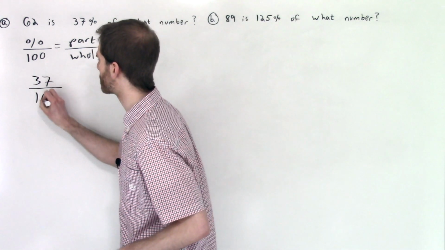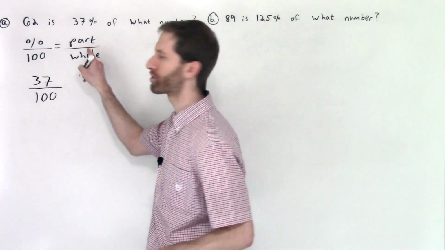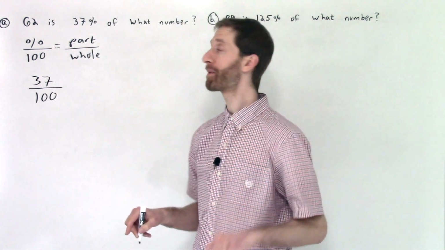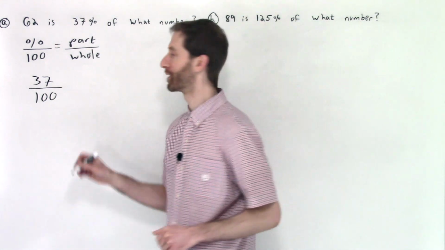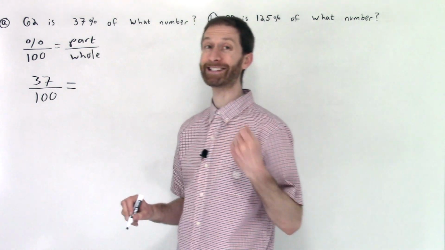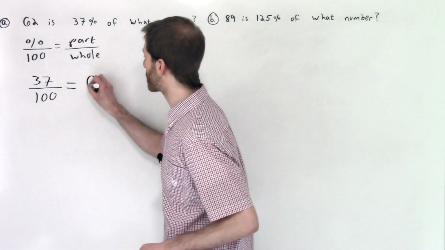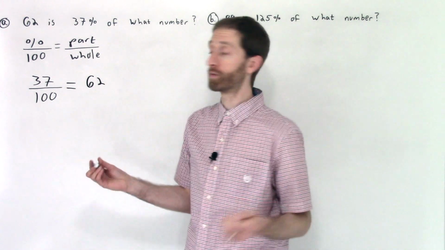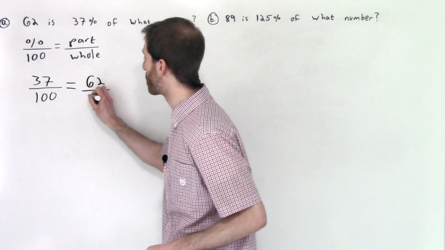And again, if you're looking at this saying, why is percent over 100 equal to part over whole? Check out an earlier video and you'll see the why behind that. For now, we're using that tool that we've discovered. So I have 37 out of 100. The part is 62. Because we're taking 62, it is a percentage out of what? And when we have what, we have a variable, an unknown amount.